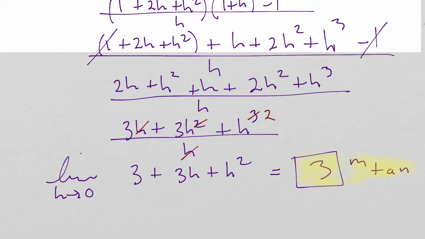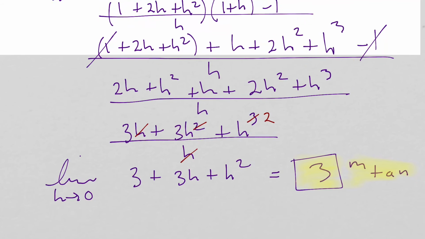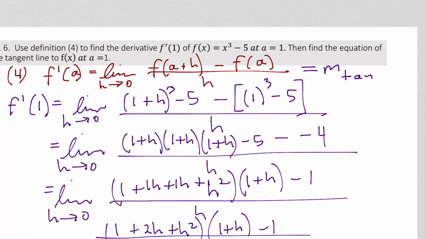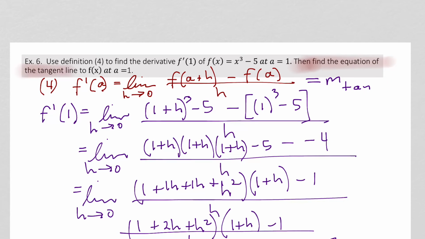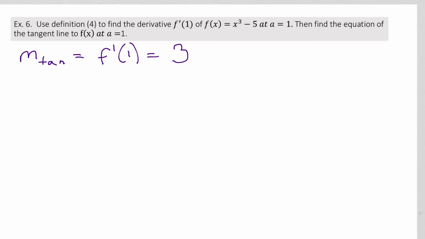Now let's go back to the beginning and see what it is we were asked to do once we've found that. Okay, then we're supposed to find the equation of the tangent line to f of x where a is equal to 1. All right, now I ran out of room, so let me create some room here. Okay, so that's what we have now. We know the slope of the tangent line for this function at x equal to 1 is 3.